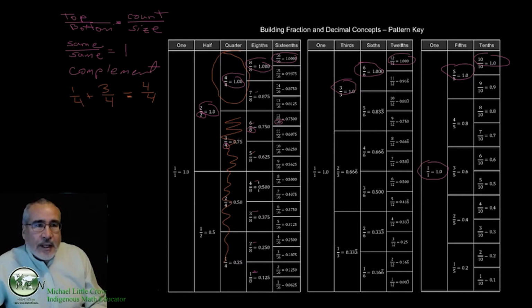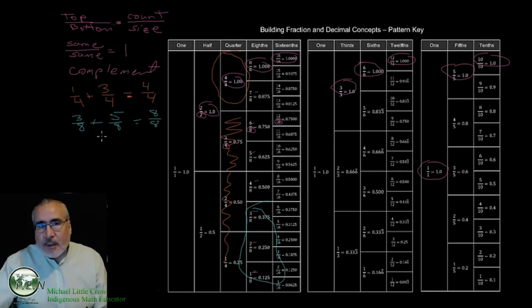We could do the same thing if we've got 3/8. So this piece right here, what would be its complement? Well, the complement of 3/8 is what's left, this 5/8. Because 3/8 plus 5/8 gives us back the complete one, 8/8. So this idea of complements is going to be a powerful concept that will help us solve problems.